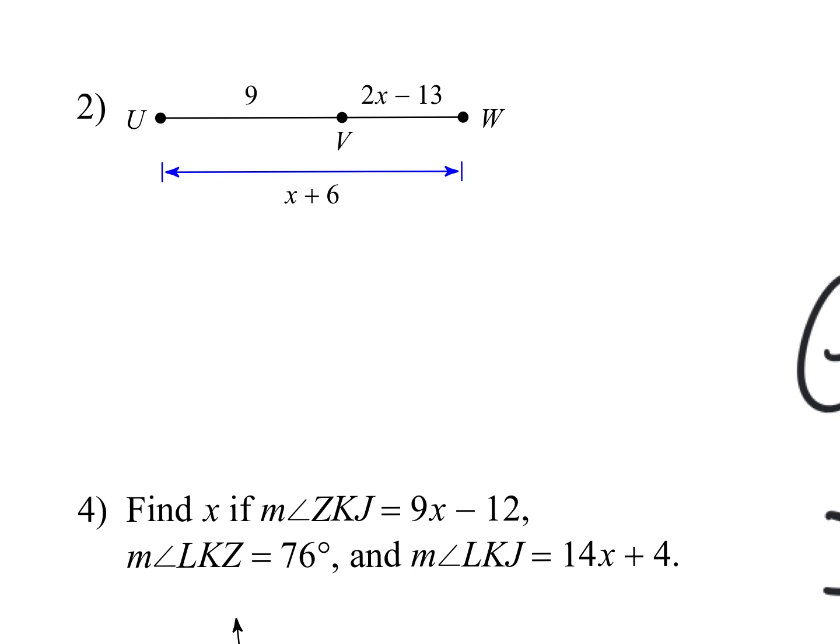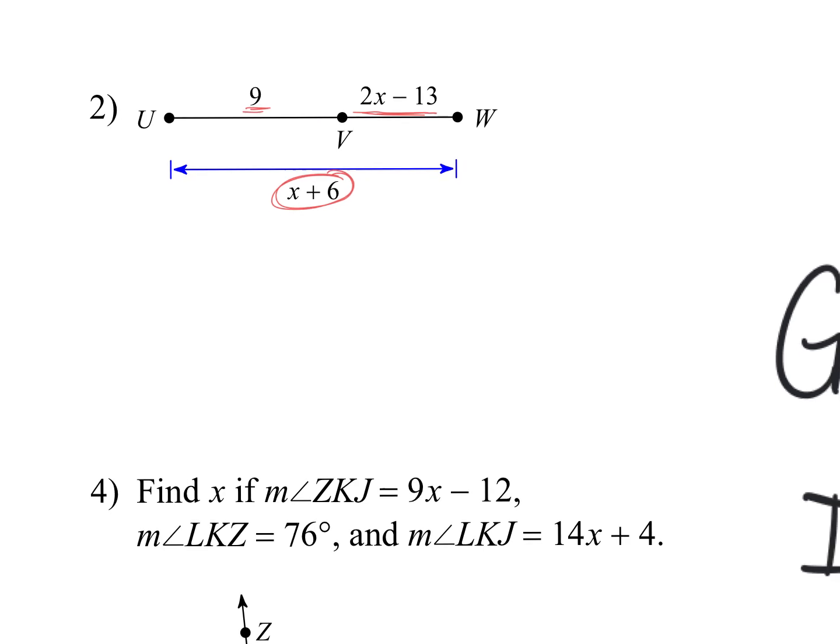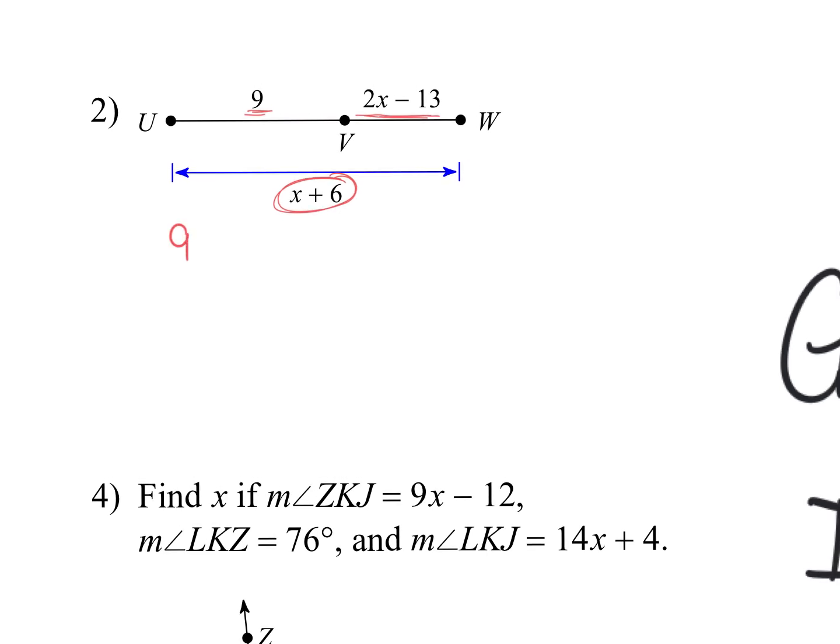What do I know about 9 and 2x minus 13 compared to x plus 6? They add up to x plus 6. Right, these two add up to the whole thing, which is x plus 6. So I'm going to set it up that way: 9 plus 2x minus 13 equals x plus 6. And then it's just an algebra problem where we solve from here.